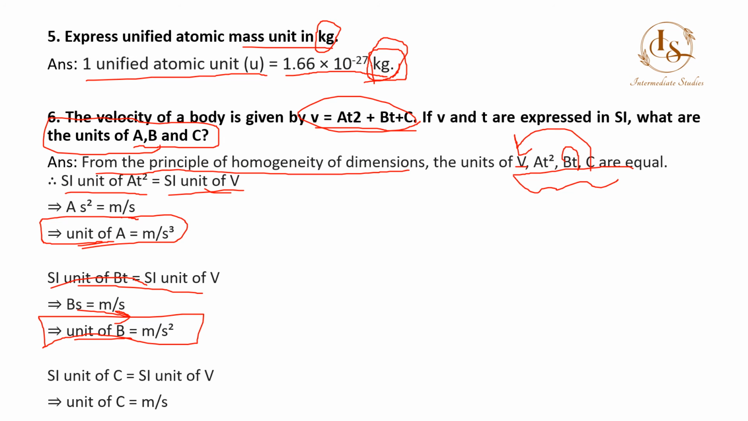So the third one, the SI unit of C is equal to the SI unit of V. So finally, what is the SI unit of V? It is nothing but meter per second, right? So finally, the unit of C is equal to meter per second. This is your third answer. So definitely, finally, you can mention that the SI unit of A is this one, the SI unit of B is this one, and the SI unit of C is this one. So that's it.